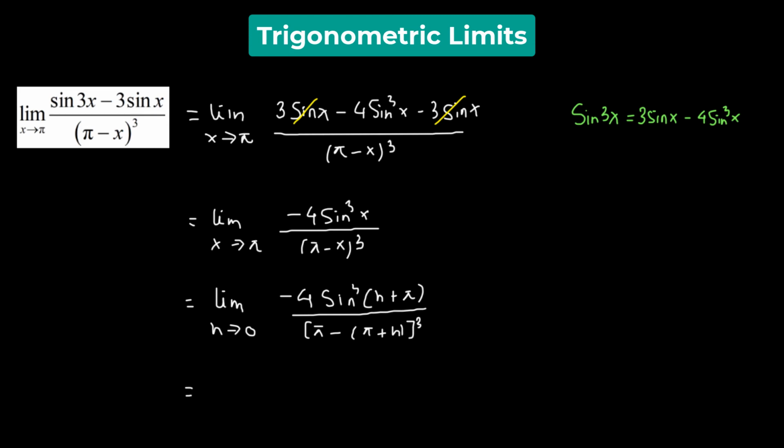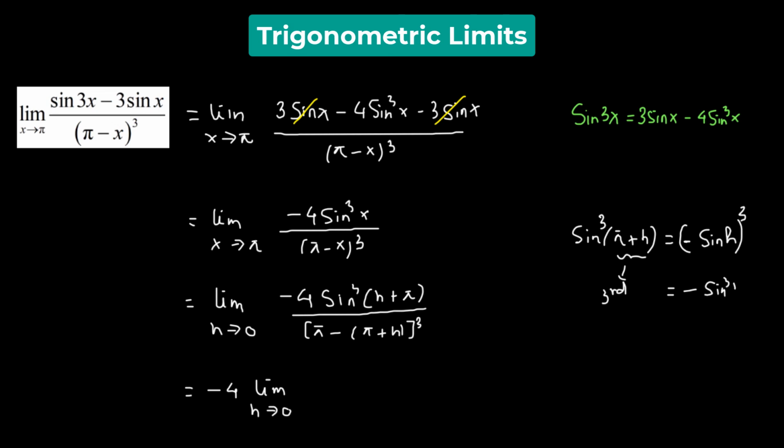Now we can take the negative 4 to the front of the limit. So we have the limit as h approaches 0. Now sin of (pi plus h) is going to be equal to sin of h. Also, pi plus h is in the third quadrant, and in the third quadrant only the tangent function is positive, so the sine function will be negative. So we have negative sin h, and when we cube it, that means we'll have negative sin h whole cubed. So this is simply going to give us negative sin cubed h.